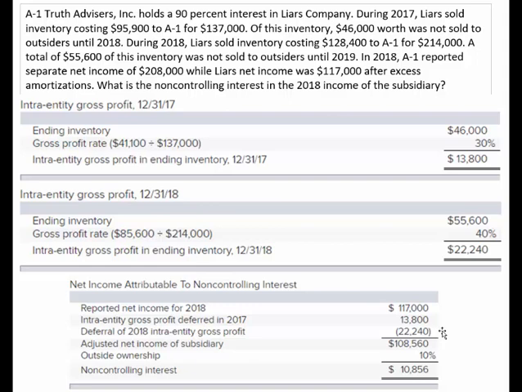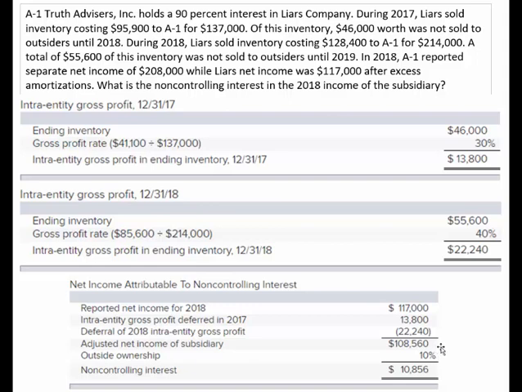And then we have to defer the gross profit on the sales made during the current year, because essentially all we're really doing is transferring inventory from one entity to the other in a consolidated enterprise. So there really is no sale to an outside party. So we need to back that out. That gives us an adjusted net income in the subsidiary of $108,560.